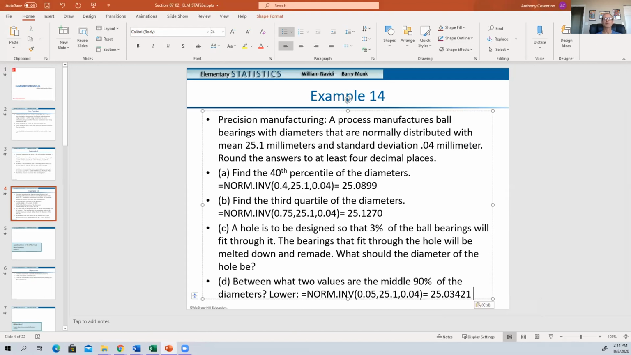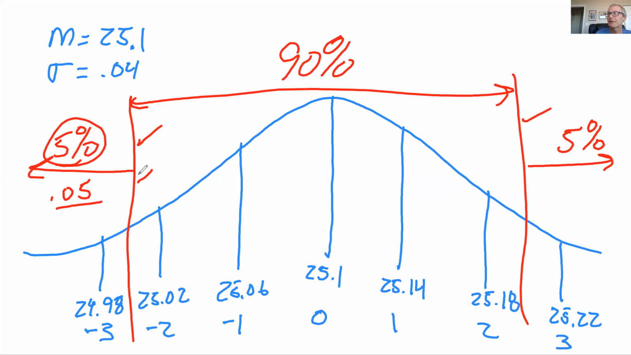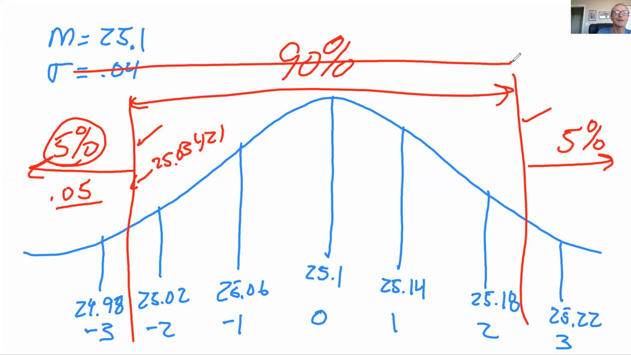So if you went back to the whiteboard, I know it's a lot of clicking here, but I think it's worth it. This number here is 25.03421 diameter. So how do we find the upper one? Well, the upper one is what is the probability all the way down here? That would be 90 plus 5. So that would be the 95% one.